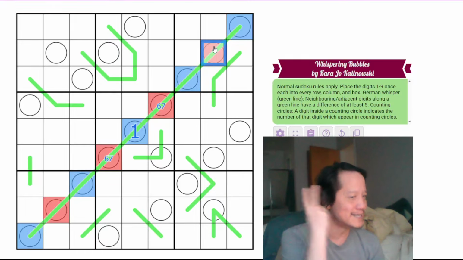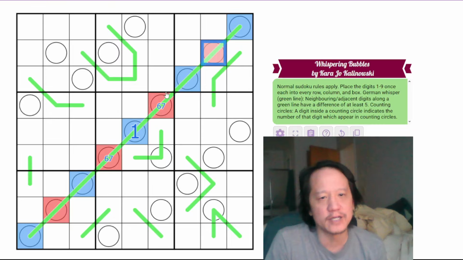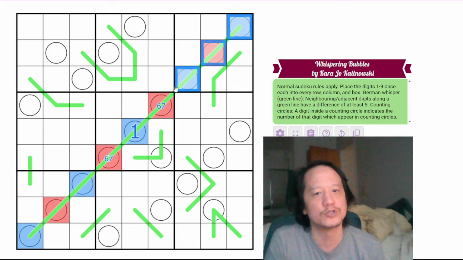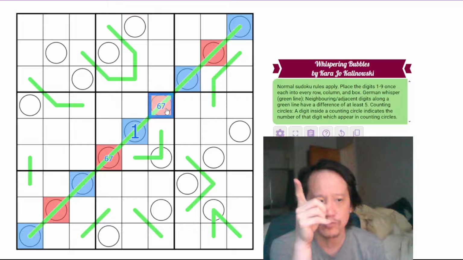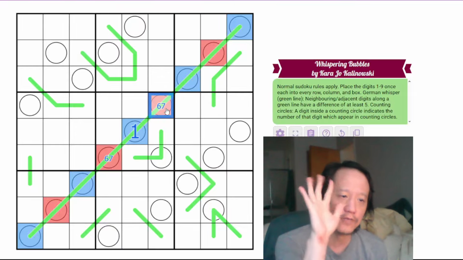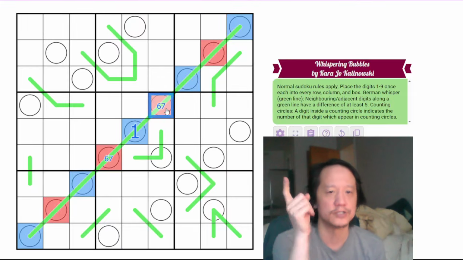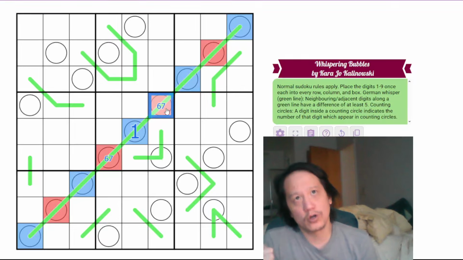So 6 and 9 might work. But 6 and 9, again, have to be next to a 1. And then the other digit has to be a 5, which it cannot be on the Whisper 5 line. Because if you subtract 5 or more from 5, you get 0 or less, which is not a normal Sudoku digit. If you add 5 or more, you get 10 or more, which is not a digit. So 6 does not work, period.